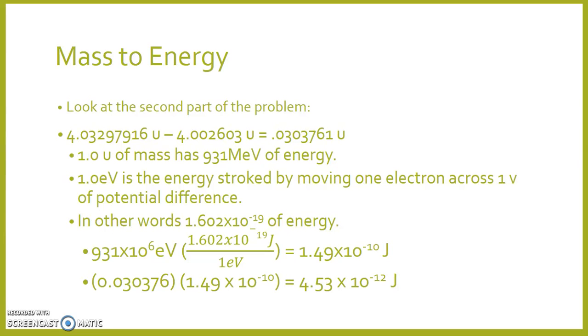So we're going to use this equation below to determine the energy in the atom. So we plug in what we have, 931 times 10 to the 6 eV times the conversion factor, and we should get 1.49 times 10 to the negative 10th joules. So then we take the mass that we calculated from the first part of the problem, 0.030376, times what we just calculated, 1.49 times 10 to the negative 10th, and we should get 4.53 times 10 to the negative 12th joules.